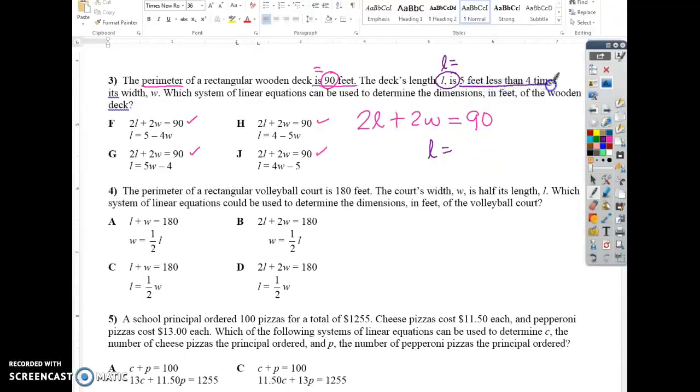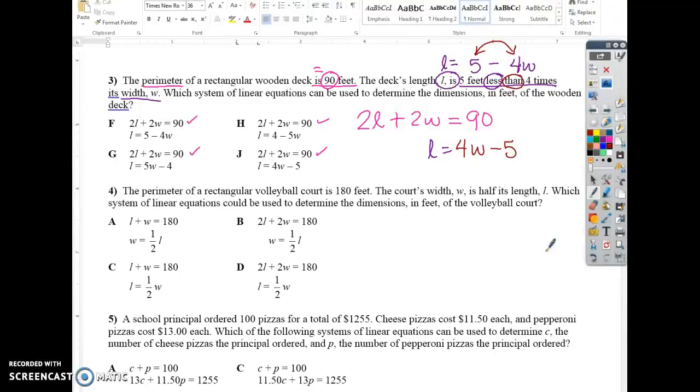5 feet less than 4 times the width. Less than, that's minus. 4 times the width, that's 4W. So 5 minus 4W? No, that's not correct. The key word than means you have to flip these two. So it's really 4W minus 5. Okay? If you would have left it like this, the answer would have been wrong because it says 5 feet less than. So you need to be taking 5 away from the 4W. Okay? So I like to write it like I hear it and then flip it. That's the way that works for me.